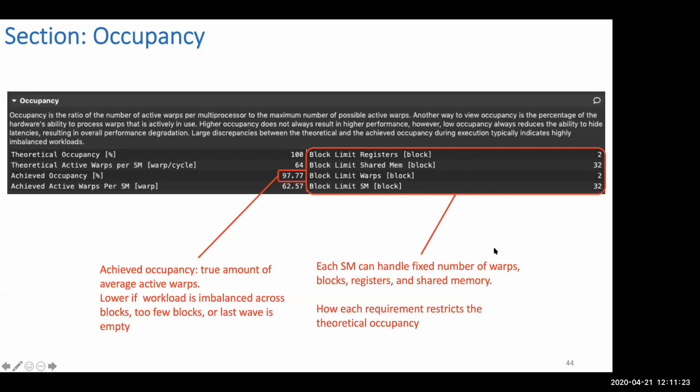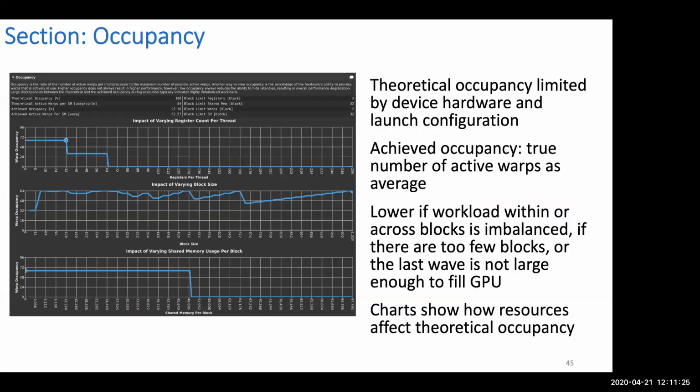So you can figure out how you can trade off registers, shared memory, and warps to improve your occupancy. And it will even provide you a chart that says, if I reduce the number of registers or change the block size, how much would my theoretical occupancy change? So that's what's going on here.